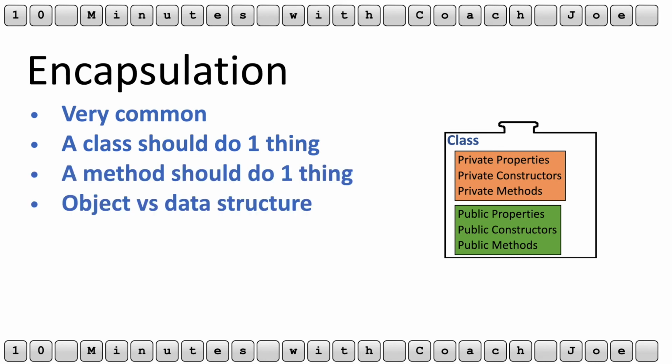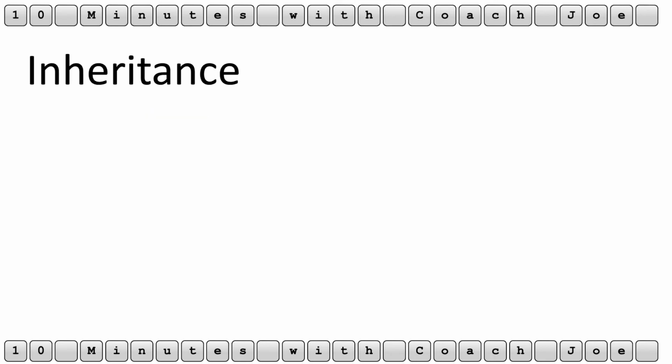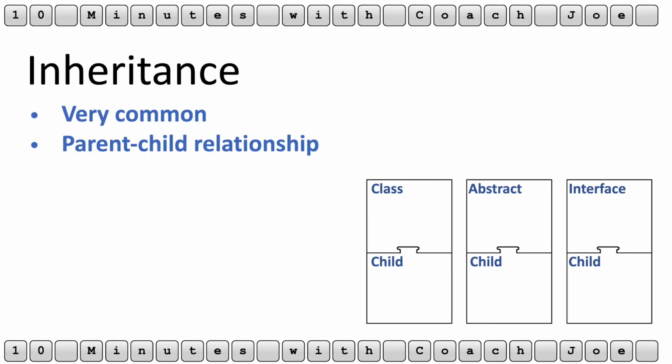Know the difference between an object and a data structure. Expose methods and properties needed by other classes. Hide methods and properties from other classes that do not need to know the inner workings. This is data hiding. Inheritance is used to connect two classes together in a parent-child relationship. This is something you will be doing all the time.